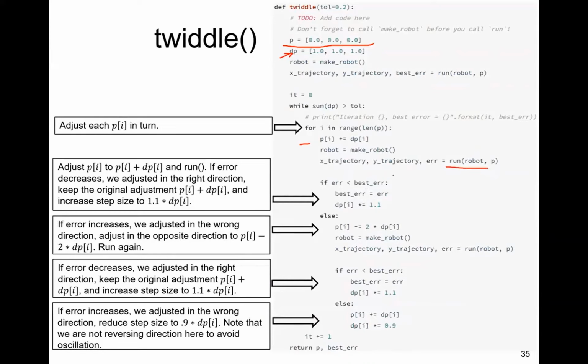You compute the error. If the error, compared to the previously best error, decreases, then it means that our adjustment of P[i] is in the right direction. So this is the right move. We're moving in the good region of the parameter. And then we save the current error as the best error, and then increment the step size. So we're moving in the right direction. We go in a bigger step, not time step.